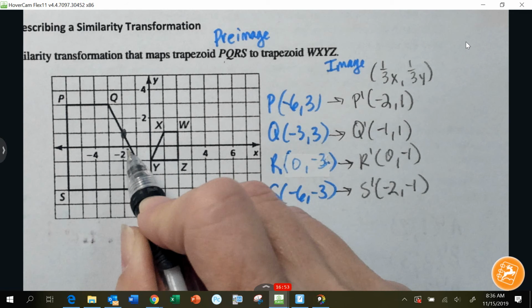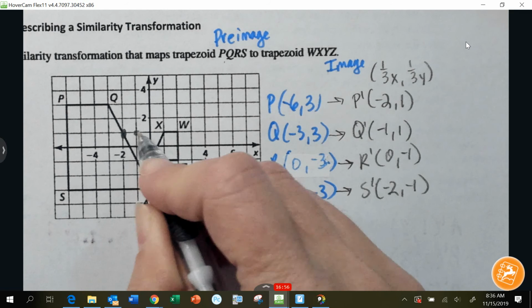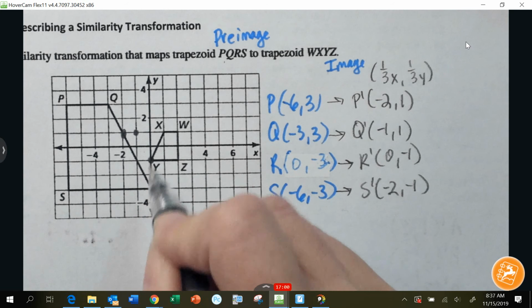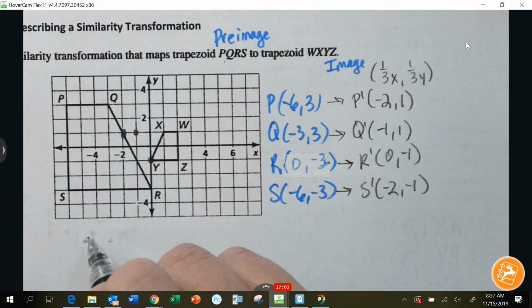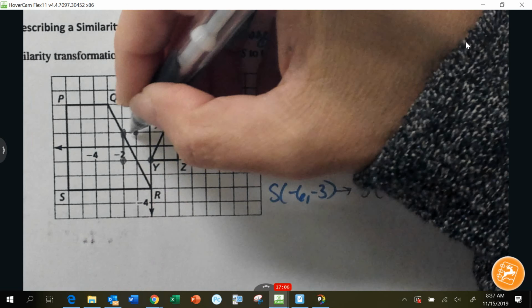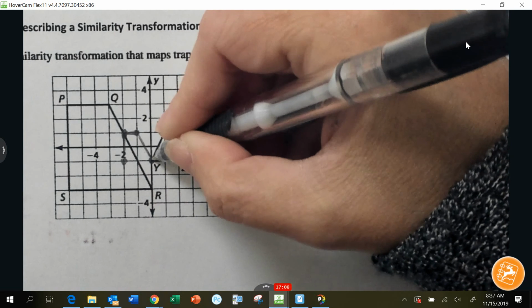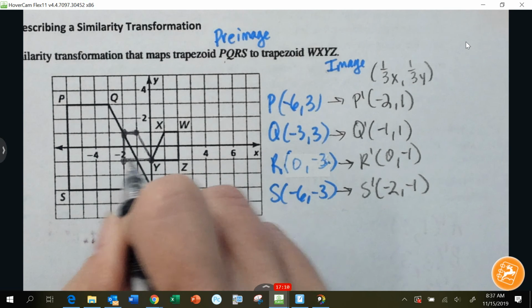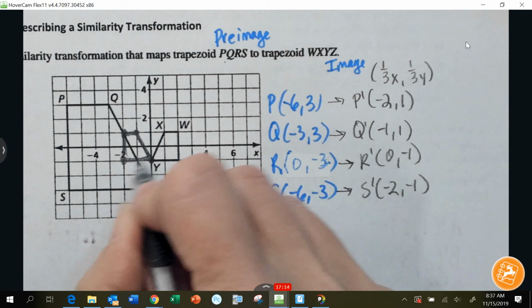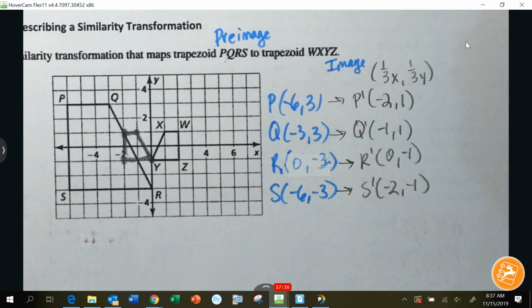Negative 1, 1. 0, negative 1, negative 2, negative 1. You guys think Aaron picked a good first step? You think he picked a good first step? I think he picked a good first step.